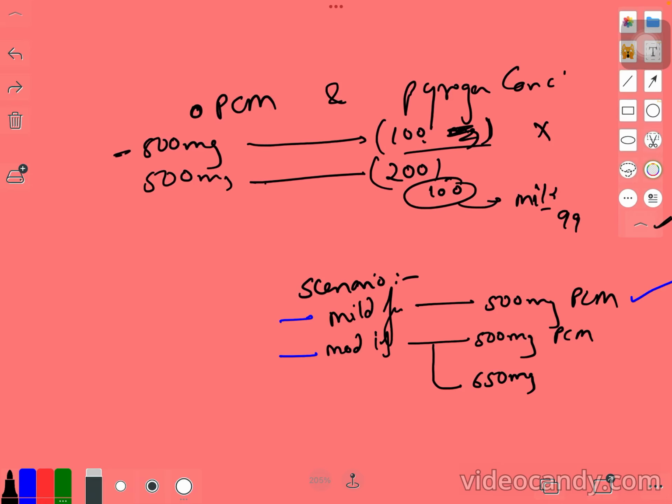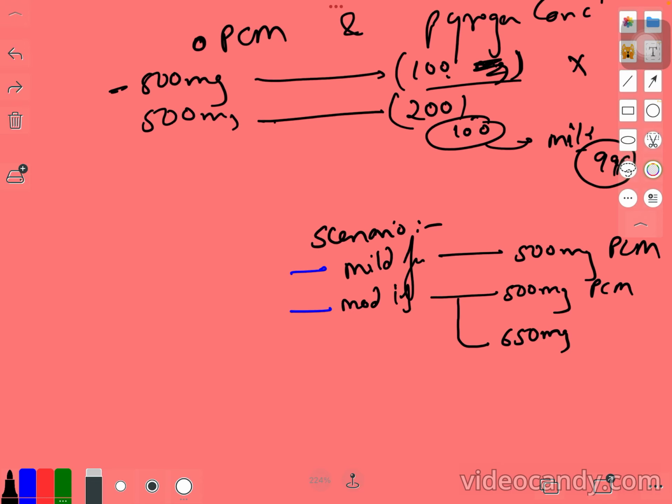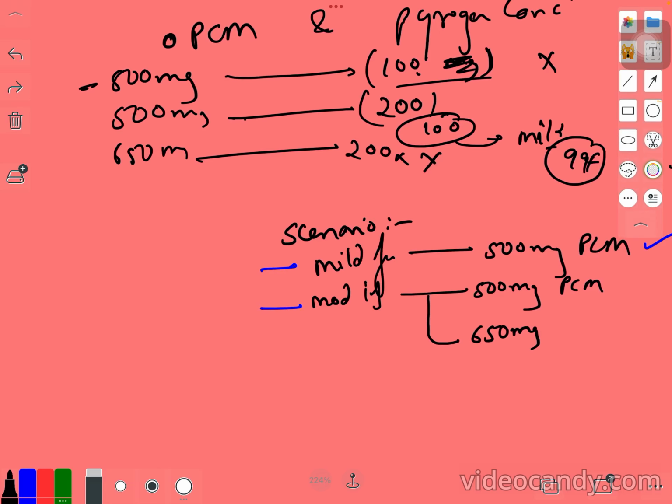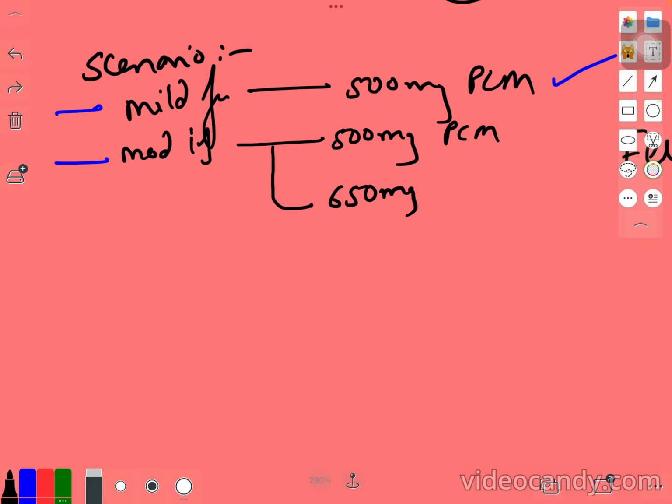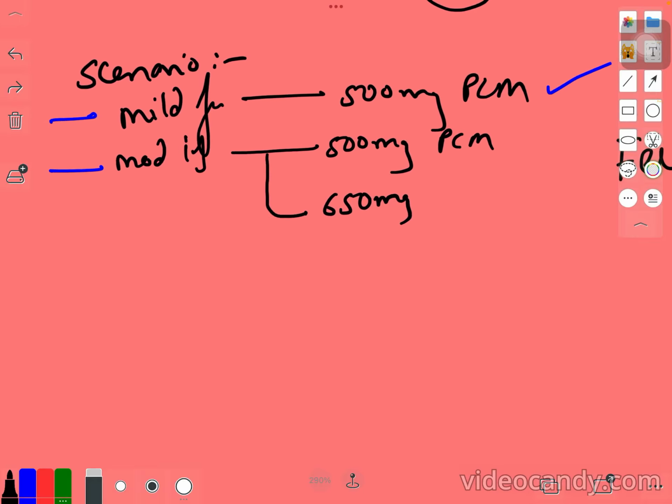The patient might have 99 Fahrenheit. Next time you increase the dosage to 650 milligram. Now they are taking care of 200, so the patient does not have fever at all. So the patient is having all these things, 650 milligram.